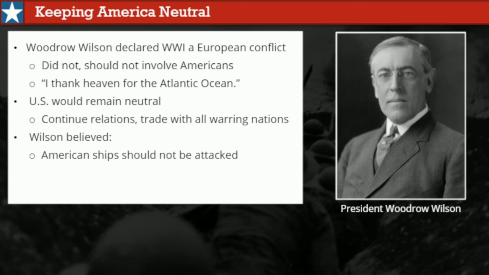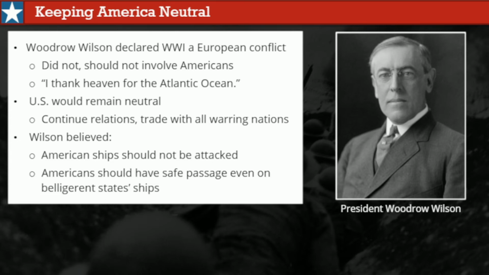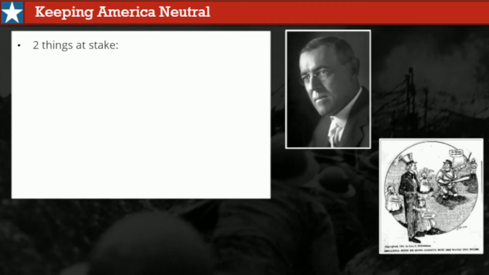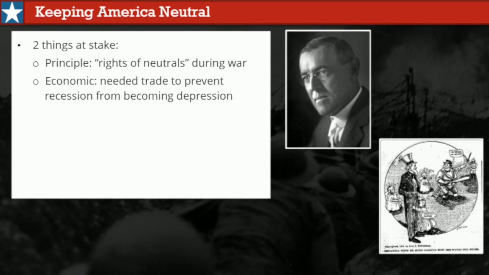Specifically, he believed America should be able to continue sending its ships freely and safely across the seas without being attacked. He also insisted that American citizens should have safe passage even on the ships of belligerent states, those at war. Two things were at stake for the president. The first was an abstract principle, the rights of neutrals during wartime. The second was an economic issue. Beginning in 1913, America had experienced a recession during which industrial production and incomes had both declined. To prevent the recession from worsening or becoming a full-fledged depression, Wilson believed it was crucial that America's normal flow of trade with Europe not be disputed. This proved to be unrealistic.